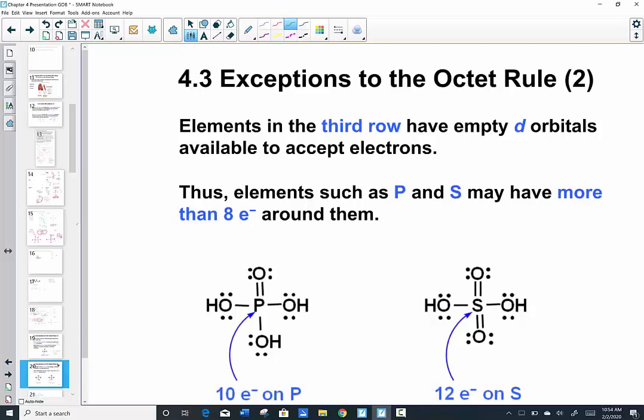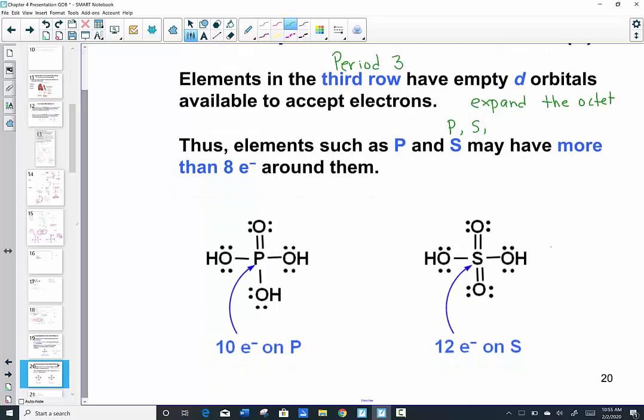Sometimes elements in the 3rd row, and by the 3rd row I just mean period 3 on the periodic table, they have empty d orbitals that are available to accept electrons. It allows them to expand their octet. Row 3 would include elements like phosphorus, sulfur, chlorine even, but phosphorus and sulfur are very good at accepting more than their share of electrons around that octet.